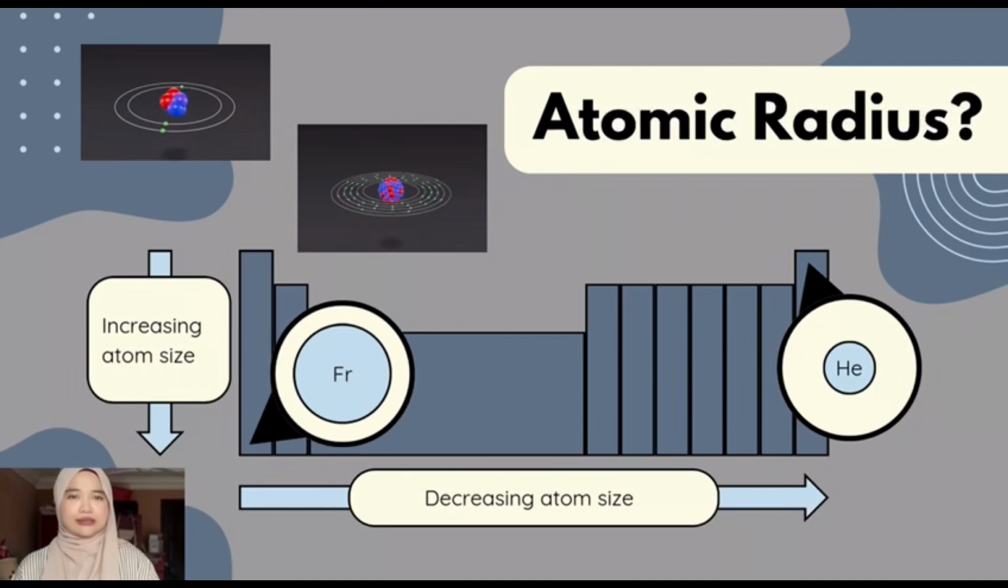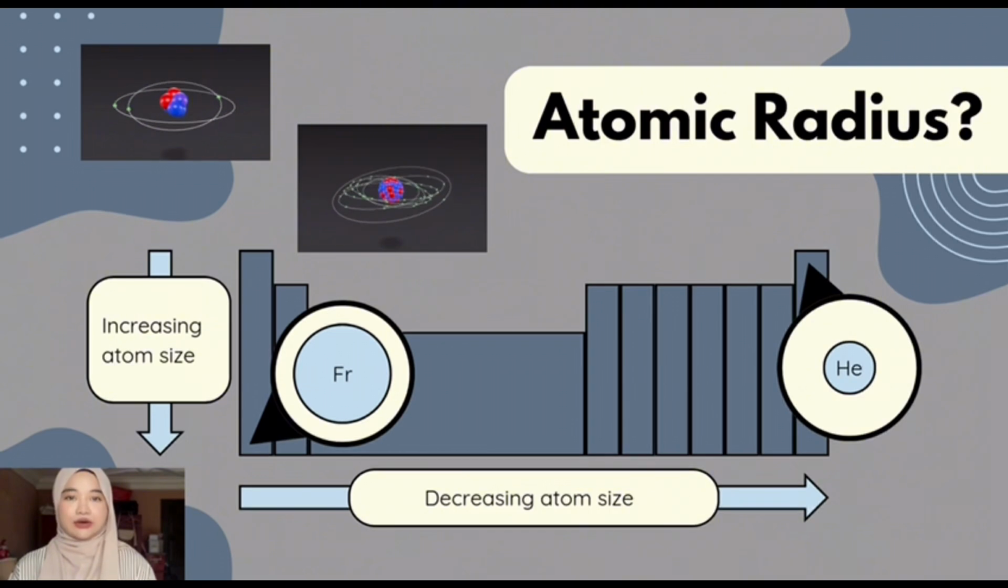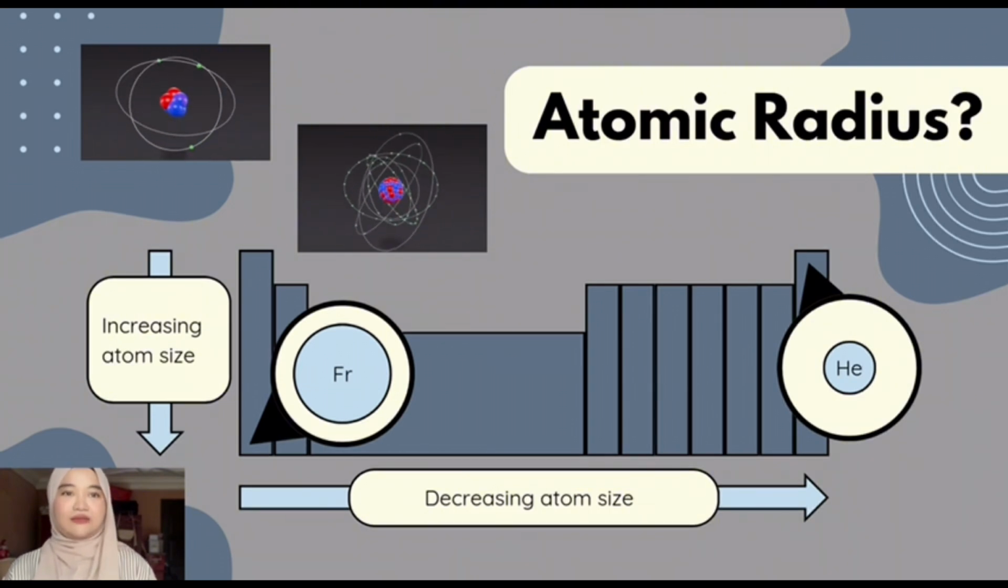Let's start with the basics. What is atomic radius? Atomic radius is the distance from the center of an atom's nucleus to its outermost electron. If you think of an atom like a solar system, the nucleus is the sun at the center, and the electrons are the planets orbiting around it. The atomic radius is like measuring from the center of the sun to the farthest planets.